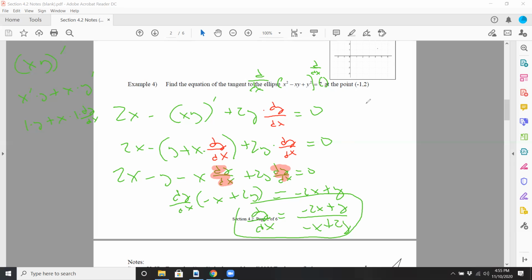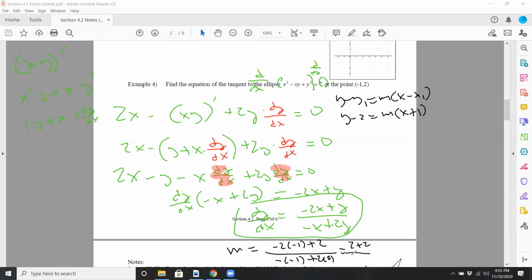But then we want the equation of the tangent line, so let me do that in black. So remember, tangent line: y minus y1 equals m times x minus x1. So it's y minus 2 equals m times x plus 1, because you're doing x minus -1. For your slope, you're going to plug in -1 for x and 2 for y. So -2 times -1 plus 2 all over -1 plus 2 times 2. So it becomes 2 plus 2 up top, 1 plus 4 on the bottom. You get 4/5 as our slope. So our slope is 4/5. So the equation of the tangent line is y minus 2 equals 4/5 times x plus 1.